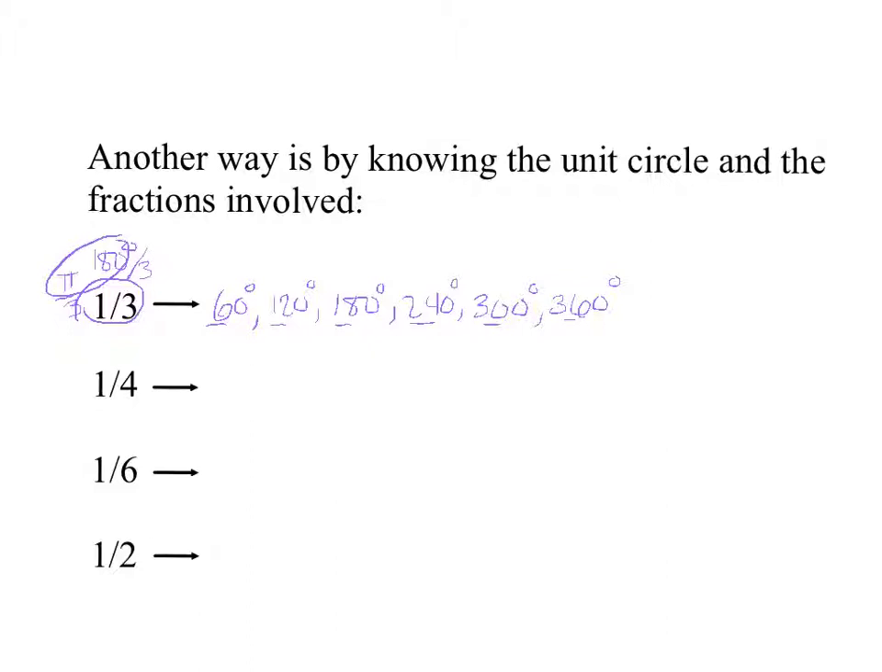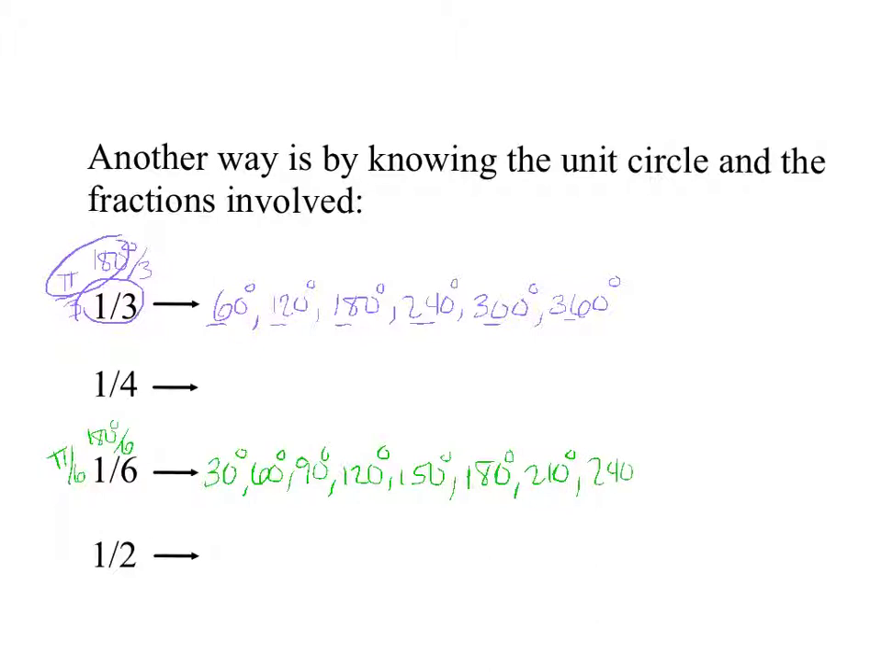So if we go to the 1/4, well, let's skip 1/4 for right now. 1/6 would be pi over 6, so I'm looking at 180 divided by 6, that's 30. So I've got 30 degrees, 60, 90, 120, 150, 180, 210, 240, 270, 300, 330, and 360. Now that's a lot. And I want you to notice that we have some repeats.